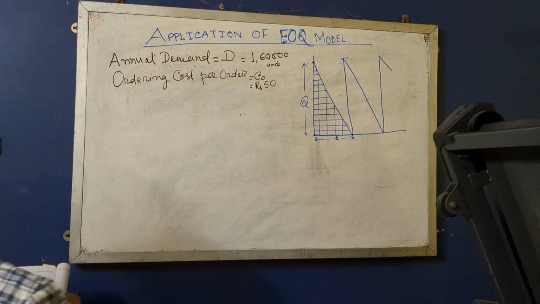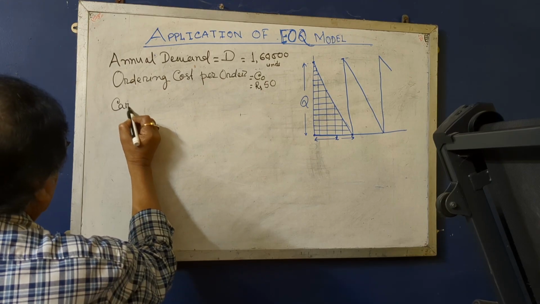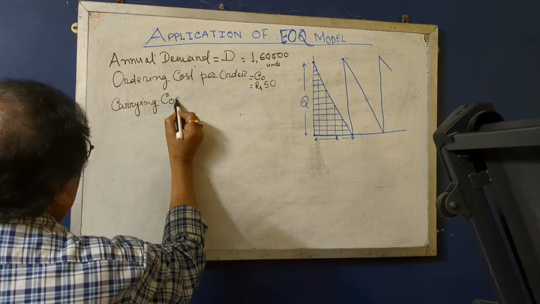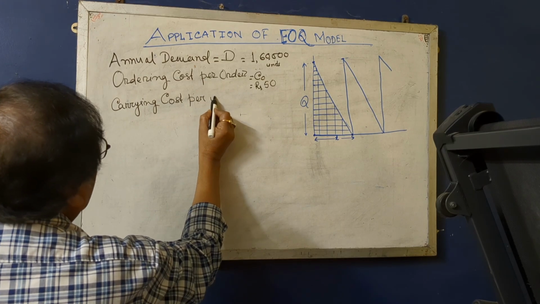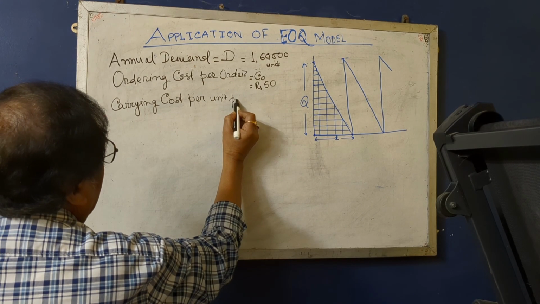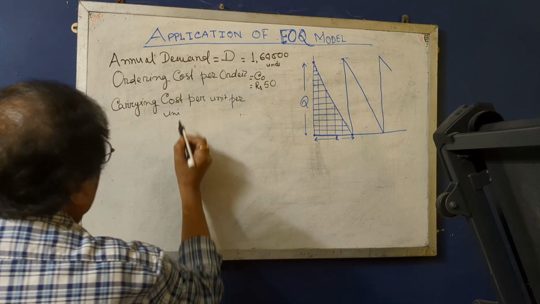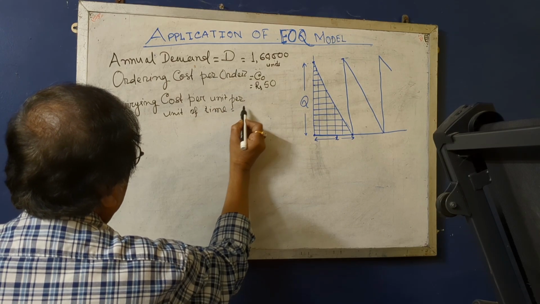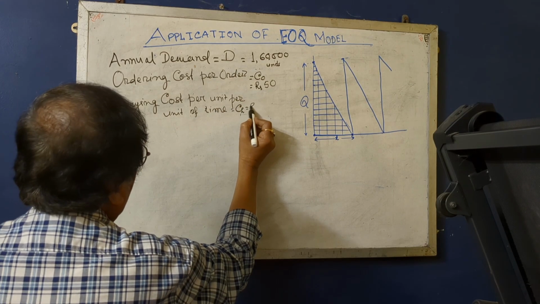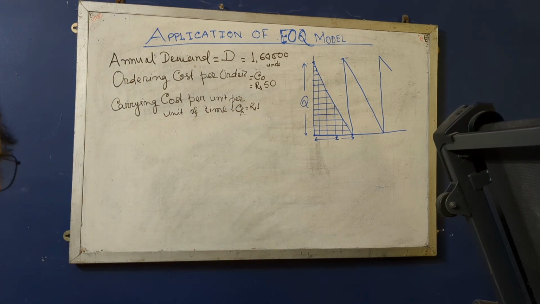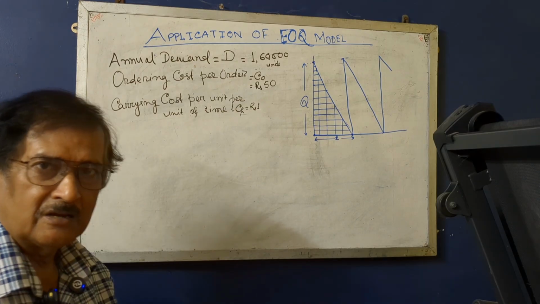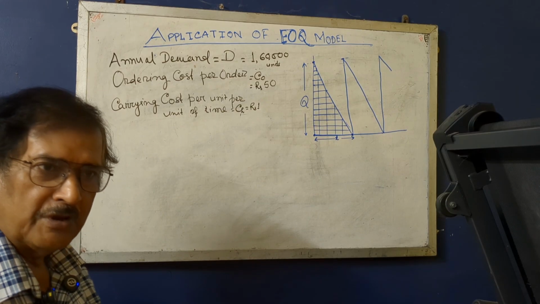It is also given. And carrying cost or holding cost, same thing. Carrying cost per unit of time. In this case, time is 1 year. Per unit of time, this is represented by CH is equal to rupees 1. What you have to find out? You have to find out the economic ordering quantity, means the best ordering quantity, so that the total cost for the overall period is minimum.